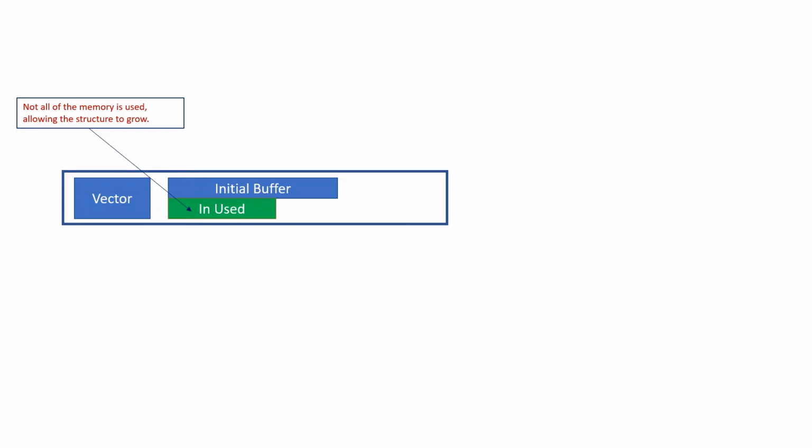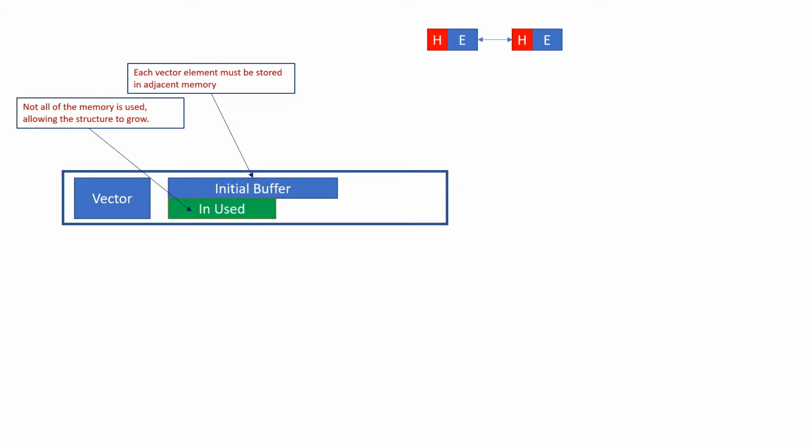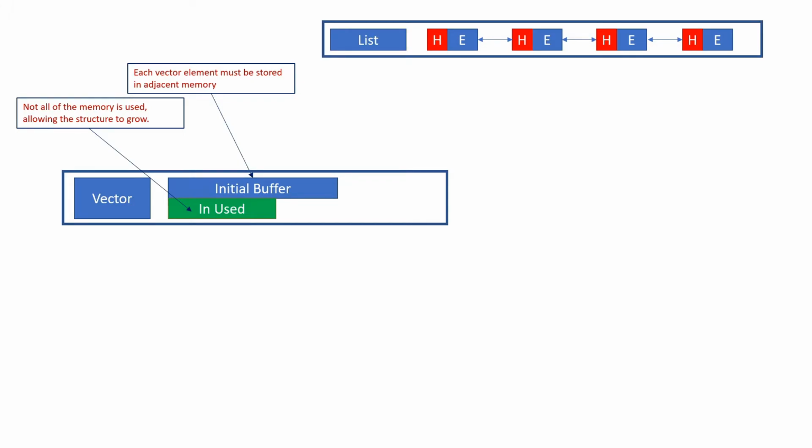Not all the memory is used at first, and each element of our vector must be stored in adjacent memory. This gives us the most flexible memory access model. Let's contrast this, for example, with a list. In a list, we have a header and then our element, which is linked to another header and another element. While this adds flexibility, it has certain drawbacks.